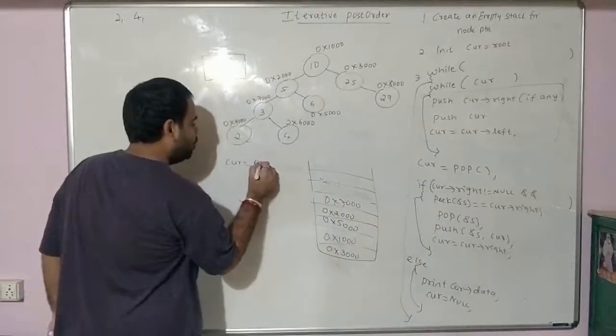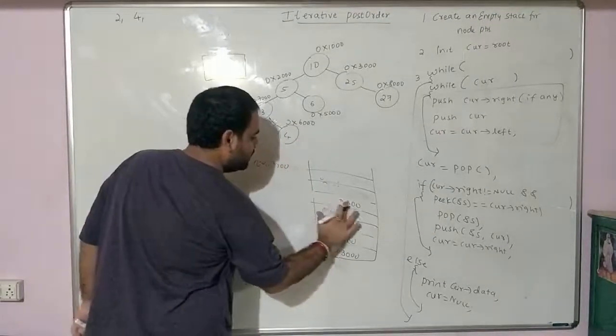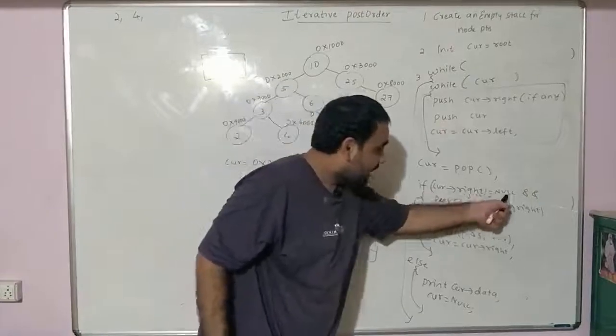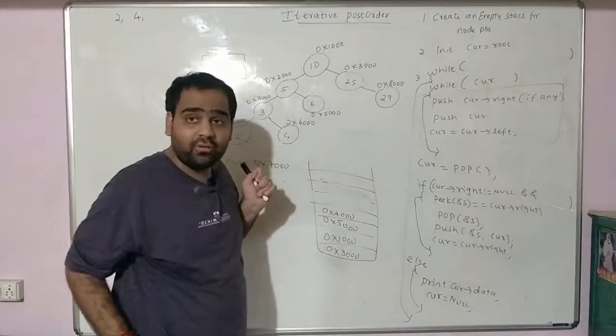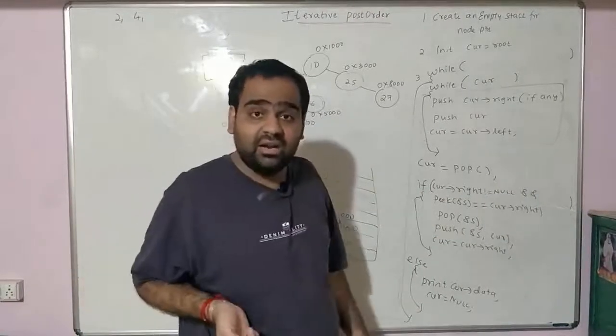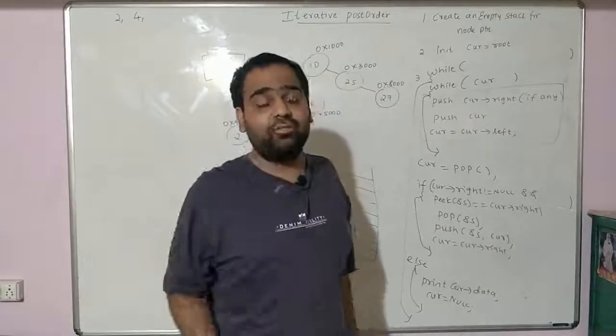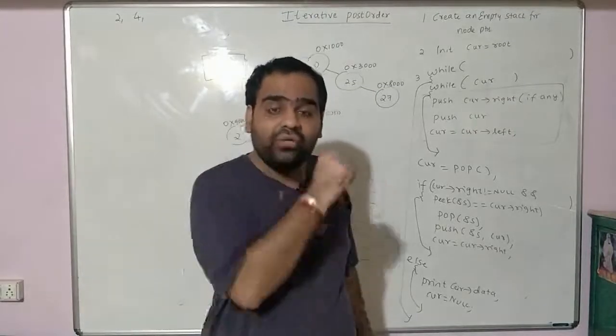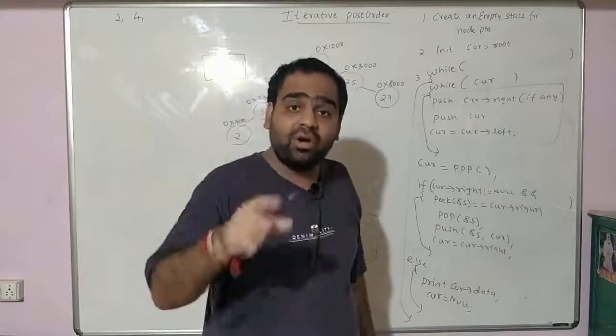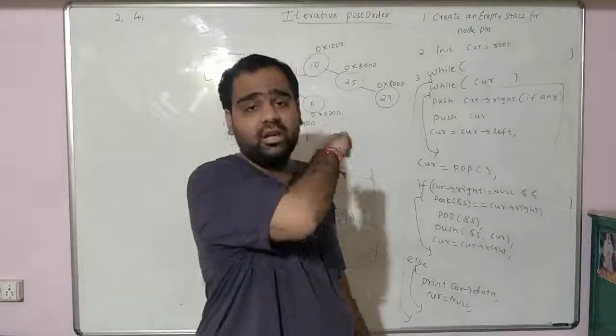You come out, you say current equal to pop. What do you pop? You pop 7000 from the stack. Is that okay? 7000 arrow right not equal to null? Yes, it is not equal to null. That means it has right child. Did we complete the right child? Yes, we have completed the right child. And how do we know that we have completed the right child? Because right child is not available at the top of the stack.